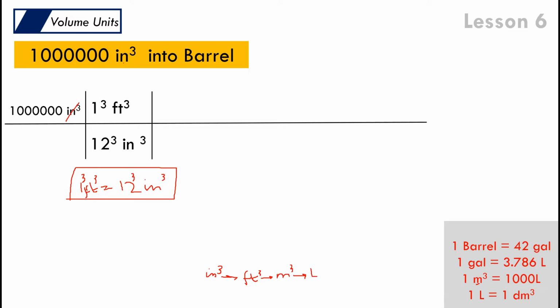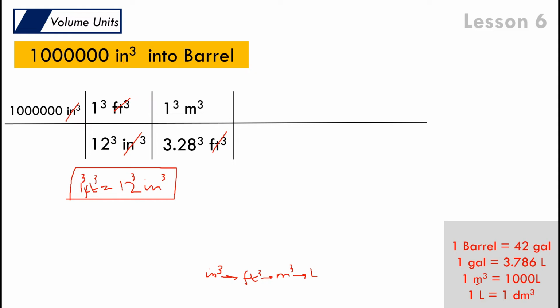Now this inch cube will be cancelled by the inch cube, as we know that we have to write the same units in the cross section. Now the foot cube is converted into the meter cube in a similar manner, as we know that 1 meter is equal to 3.28 feet, and then we just put cube on all of the four things to convert the length units into volumetric units. Now our unit is converted into the meter cube.